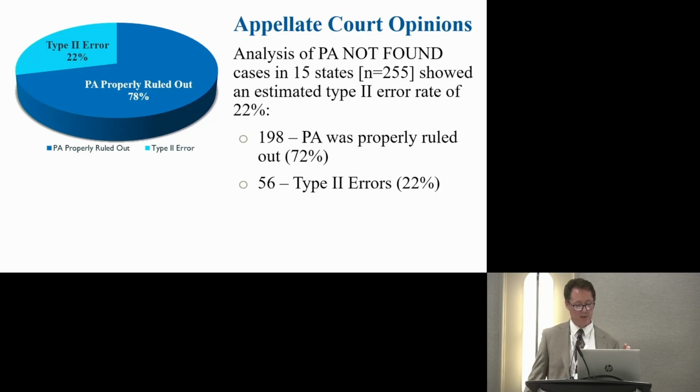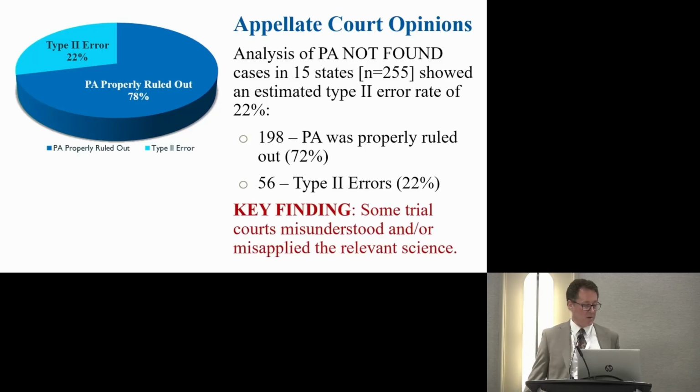We investigated whether the trial court committed a type 2 error, which means a false negative finding, saying parental alienation was not there when it really was. And the good news is it was lower than what we thought. We thought that the error rate was higher, but it was still unacceptably high. And then we had to dig down and find out why. So in 198 of the not found cases, parental alienation was properly ruled out, that's 72%, and the remaining 56 cases were type 2 errors. So the key finding here is that some trial courts misunderstood or misapplied the relevant science.